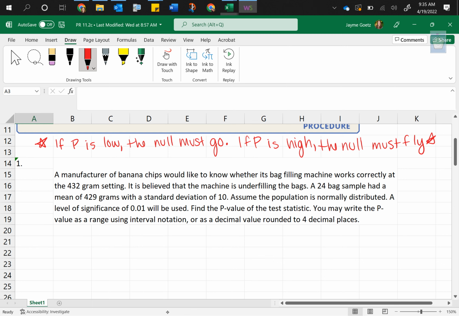The alternative hypothesis is where we have to do a little bit of thinking. It is still going to be the mean, but did they specify how they think it's actually doing? Overfilling, underfilling, or just different? It specifically said underfilling the bags. So my alternative hypothesis: we think the mean is underfilling, so the mean is less than 432.